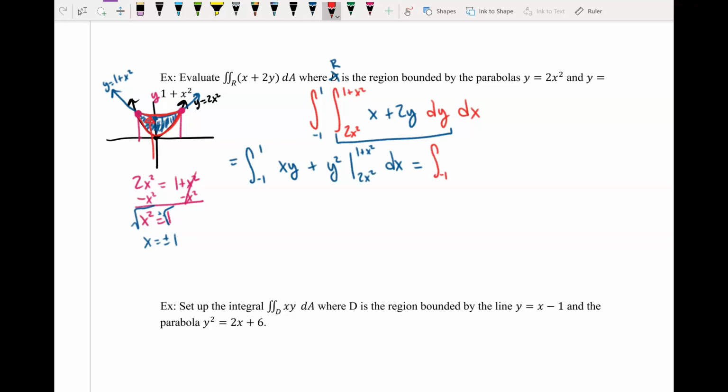So this is from -1 to 1. I'm going to plug that into the y, because that was what we just integrated. So x times 1 plus x squared plus (1 plus x squared) squared, minus, and now we're going to have x times 2x squared plus 2x squared.